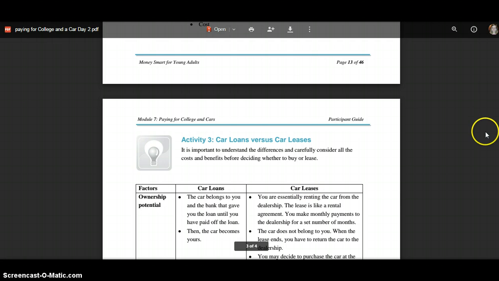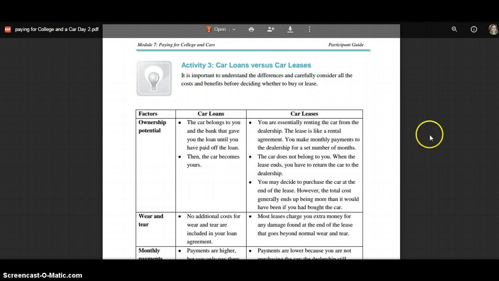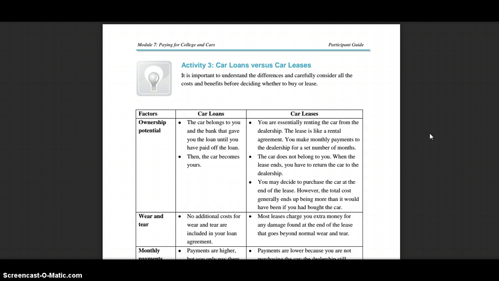Activity 3, car loans and car leases. This will have a really big role in the little chapter check that you're doing at the end of today's lesson. So make sure you take a look at this. It is important to understand the differences and carefully consider all of the costs and benefits before deciding whether to buy, lease, or loan. So here's what's going on, guys.